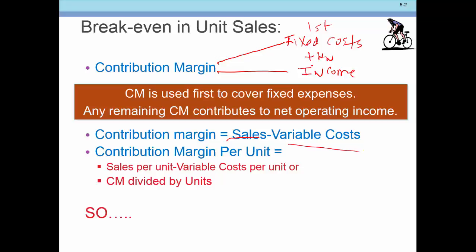And we can take that by taking the sales price per unit minus the variable cost per unit, which will give us the contribution margin per unit. Right? Sales price per unit minus variable cost per unit is going to give you contribution margin per unit. Or you could simply take your contribution margin that you just calculated by subtracting your variable cost from your sales and divide that by the number of units. Both ways will give you your contribution margin per unit, right?